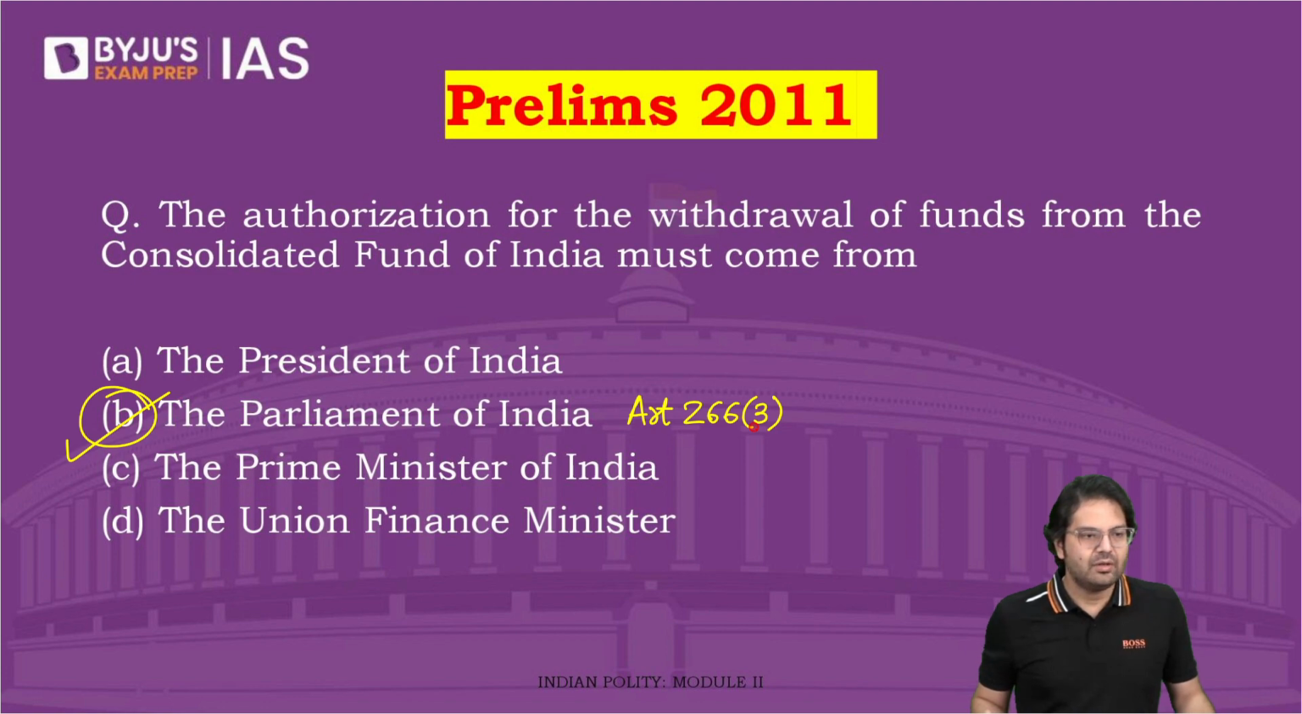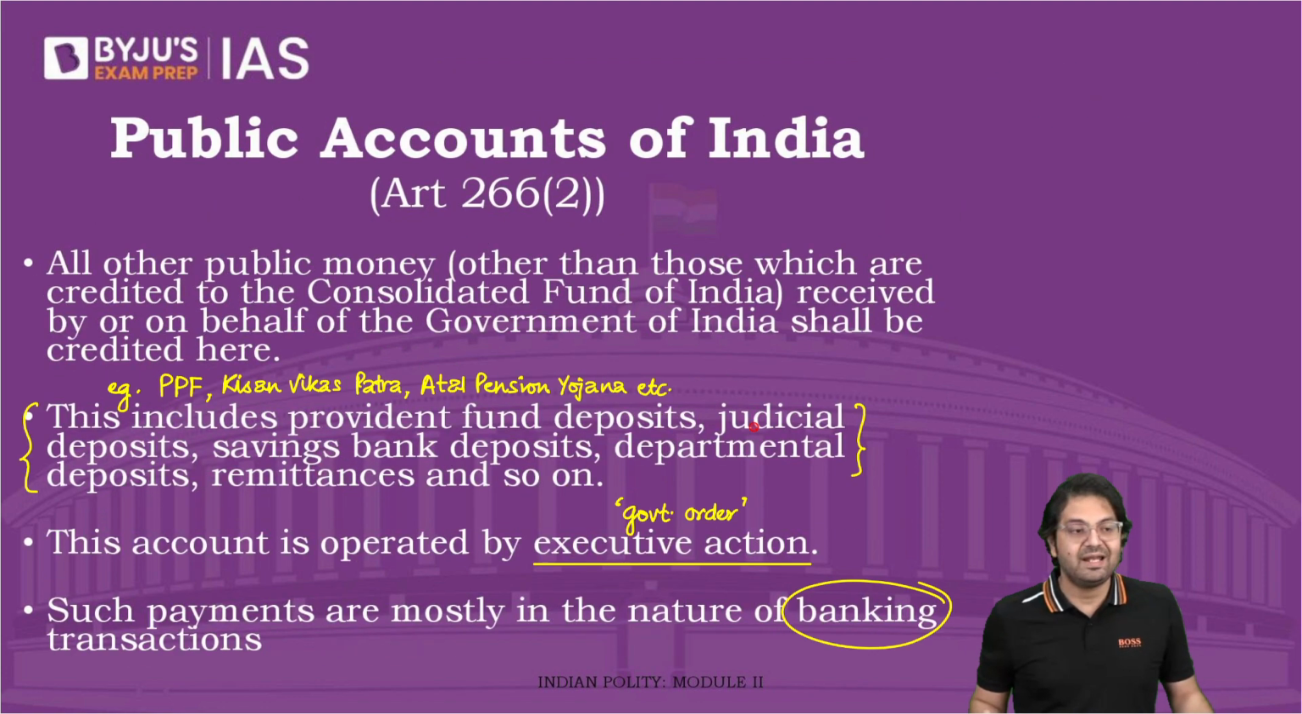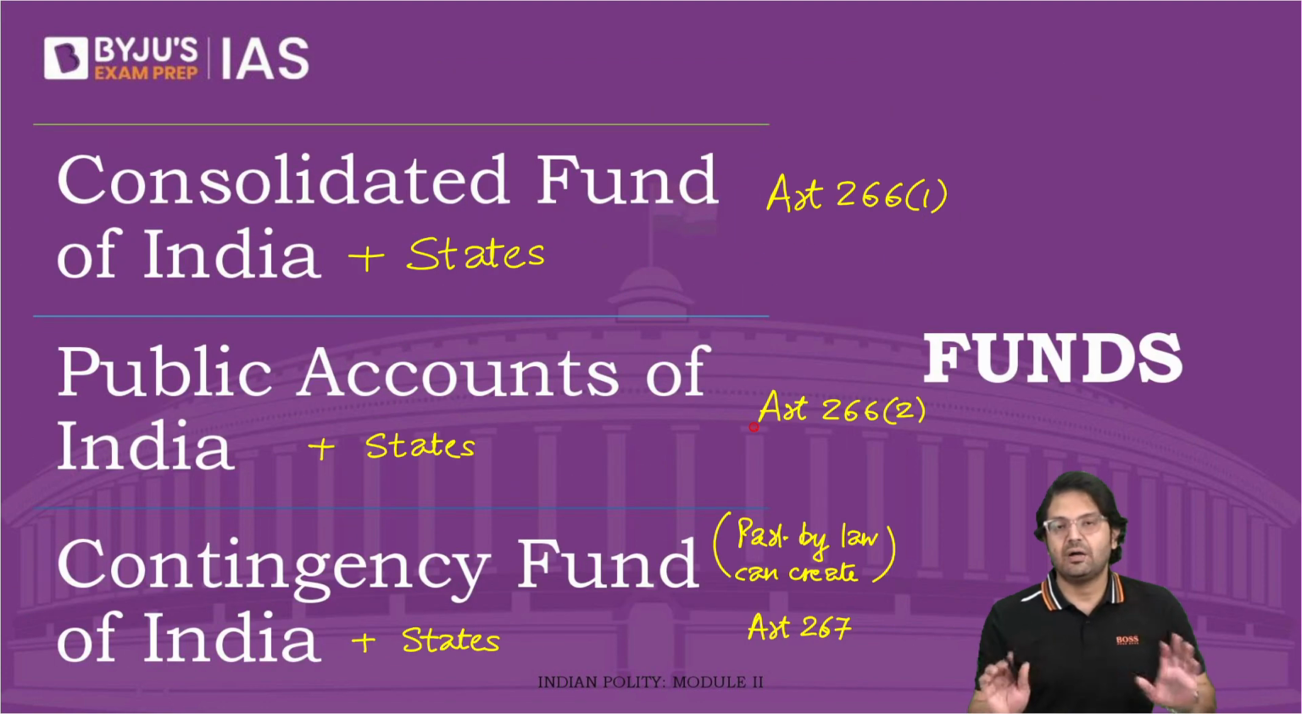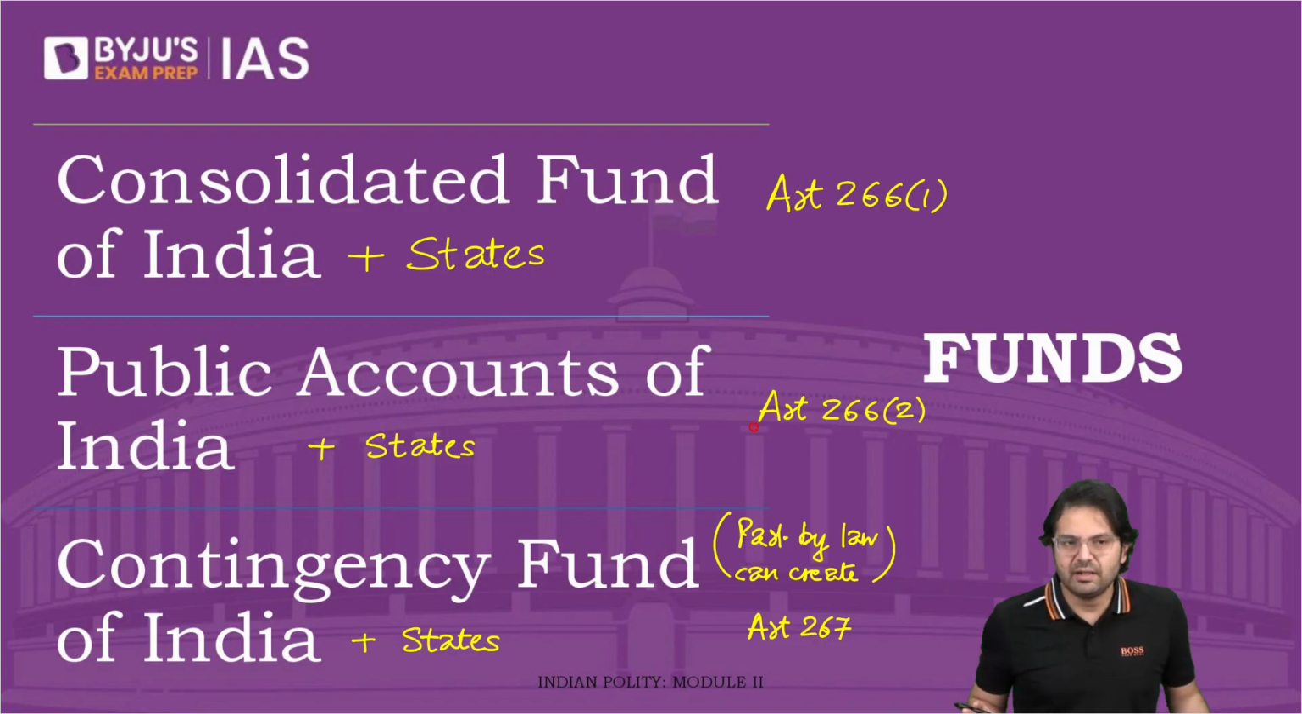Done. Now let's come back to our point at hand. I hope you know that these are the accounts of the government, where the money is kept. Government spends money from these accounts only. So your salary as an IAS officer, your Article says 266 clause 1.